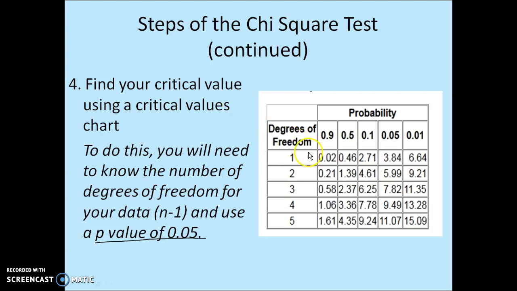So we're going to look in the 1 degree of freedom row, and we're going to look at a p-value of 0.05, because that's what scientists typically use. We find where 1 degree of freedom intersects with p equals 0.05, and I get a critical value of 3.84. So again, my critical value is 3.84.